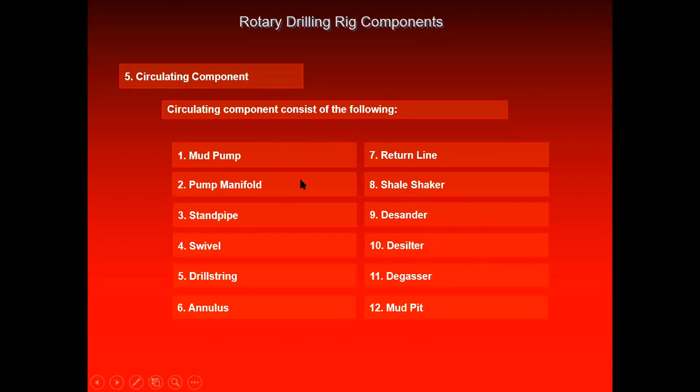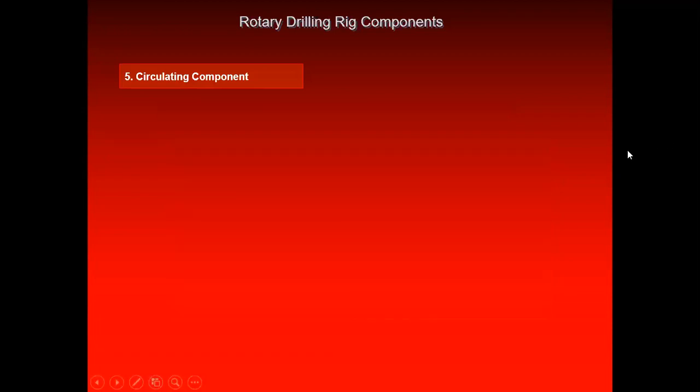It has mud pumps, manifolds, standpipe, swivel, drill string, annulus, return line, shale shaker, desander, desilter, degasser, and mud pits. Now, these first 6 are included when we circulate the mud down. These others are after the drilling fluid returns to the surface. These are for the cleaning parts. The mud is a 24 hours closed loop system. Mud is circulated continuously. We don't inject new mud all the time. We use the same mud. When it comes up to the surface with the cuttings, we clean it and send it back. So this is a closed system, the circulation system.